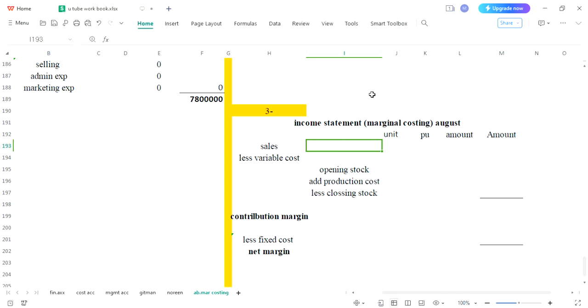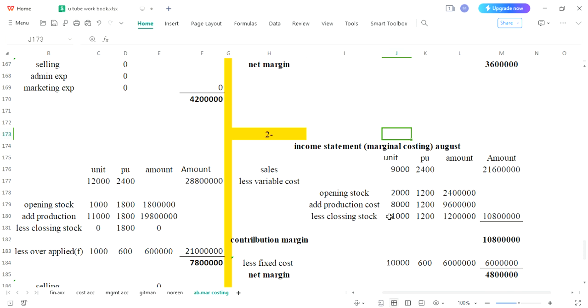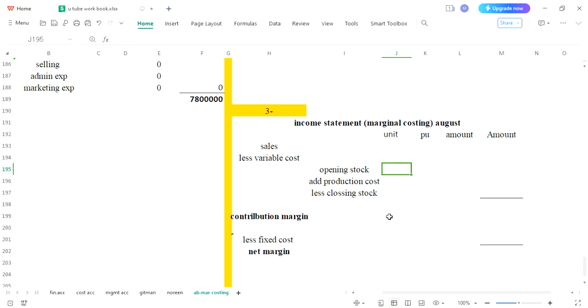Now you will decide how you will design this question. I am just copying headings from the previous part, and you will have to either make it again and again, or if you have any other option you can share. Okay, for the third part we will go to the question. This is your third part. Units produced are 11,000. So we will put here 11,000 units produced.